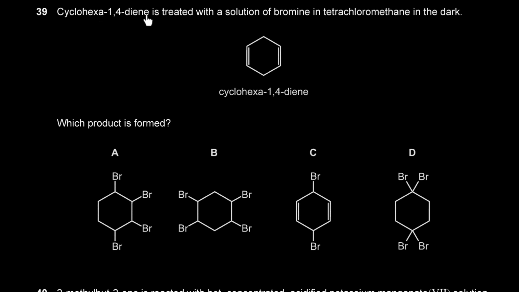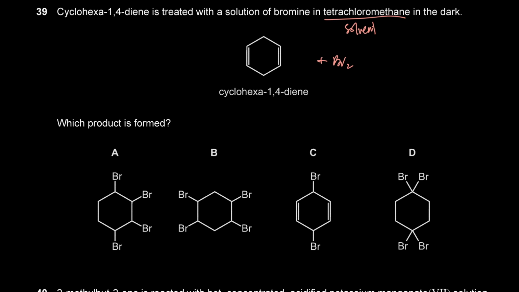Cyclohexa-1,4-diene is treated with a solution of bromine in tetrachloromethane in the dark. Tetrachloromethane is just a solvent, an organic solvent. So we're simply reacting this compound with bromine. Which product is formed? This is just an electrophilic addition reaction, the addition of bromine to an alkene.